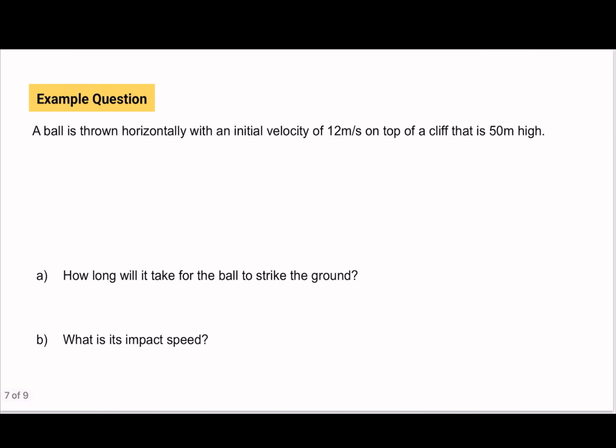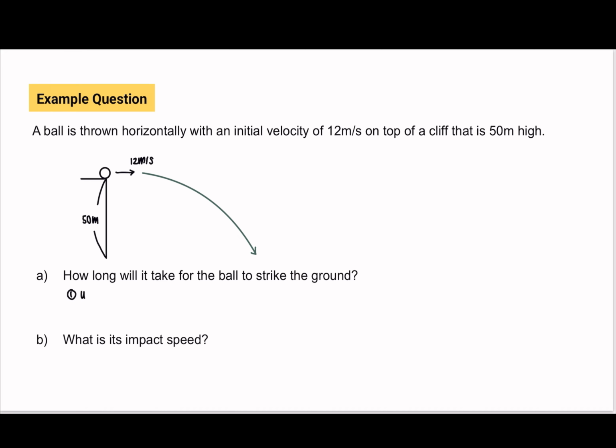Now let's look at an example of throwing an object from a cliff. We can draw a diagram to fully understand the question. The first question asked about the time taken for the ball to reach the ground. This will be about the vertical component of the object, and we have to use SUVAT. So these are the given information.